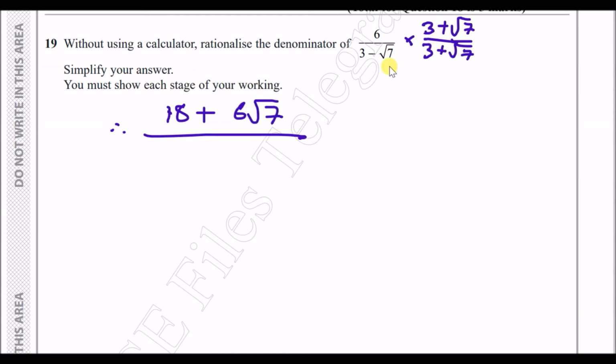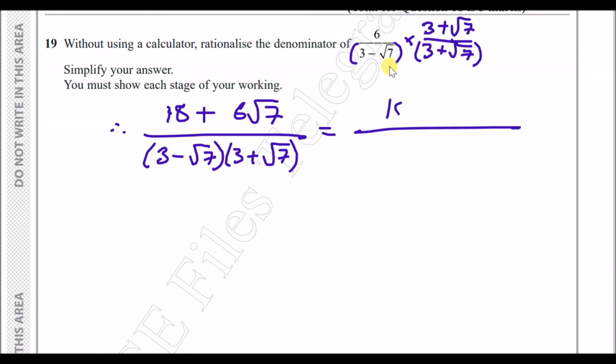On the bottom, we're going to put it into a double bracket form here. So it'd be 3 minus root 7 times 3 plus root 7. Okay, so I'm just going to do it like that for convenience. Okay, now we're going to try and solve it. So top is the same: 18 plus 6 root 7.